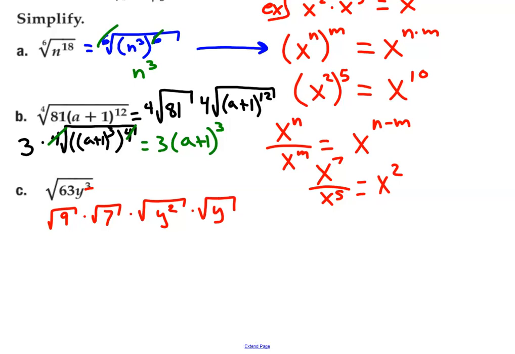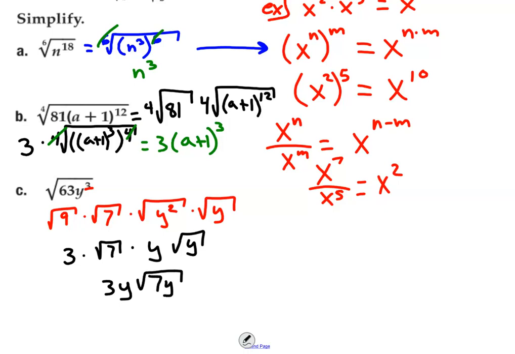So then to simplify that, the square root of 9 would be 3. The square root of 7 has got to stay. The square root of y squared would just turn to y, and then the square root of y has to stay as well. So here we would have to clean this up a little bit, and I would say that we'd put the 3y out front, and then that 7y would go underneath the radical like that, which would give us our simplest form.